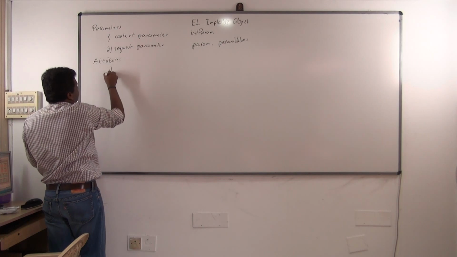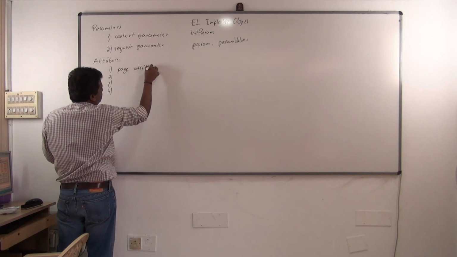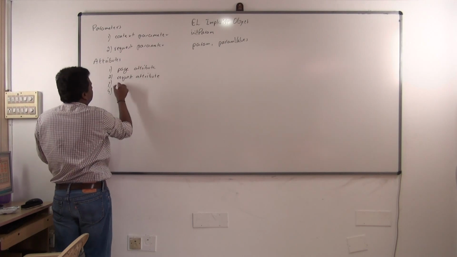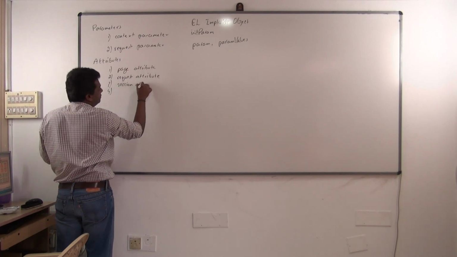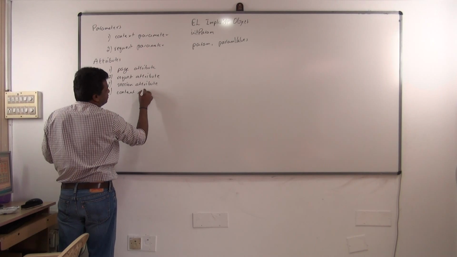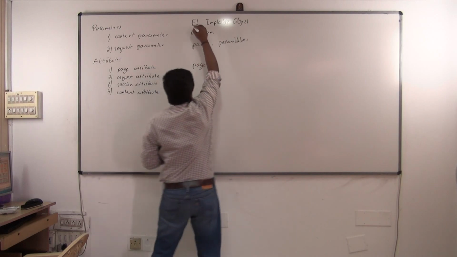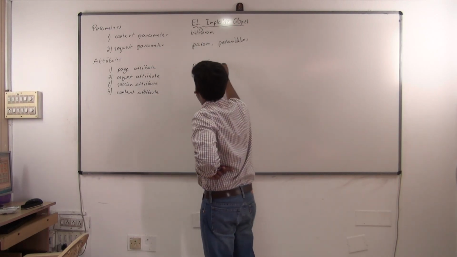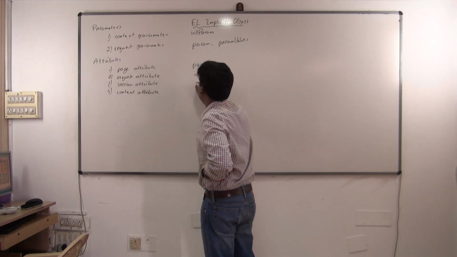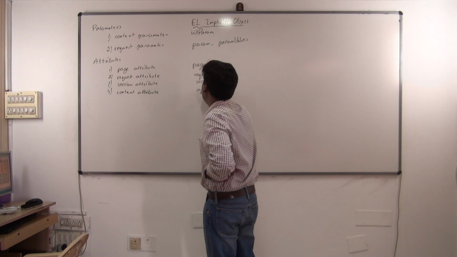How many types of attributes are there? 4 types: page attribute, request attribute, session attribute, and context attribute. So where are these present now? Which EL implicit object? Page attribute is present in pageScope. Request attribute is in requestScope. Session attribute is in sessionScope. Context attribute is in applicationScope.